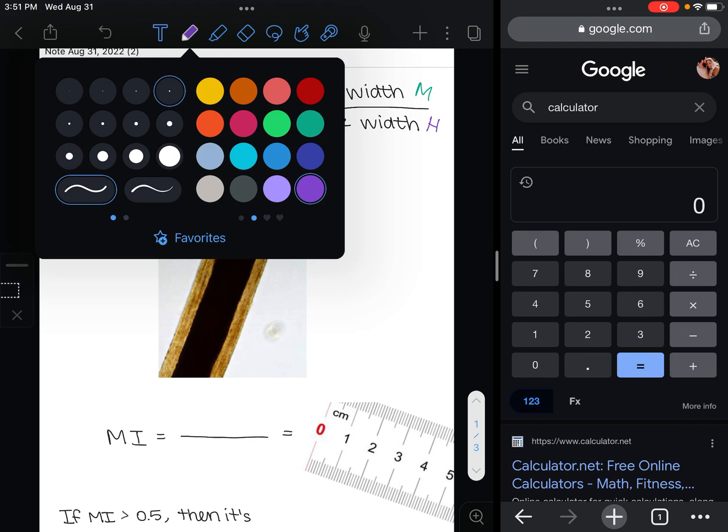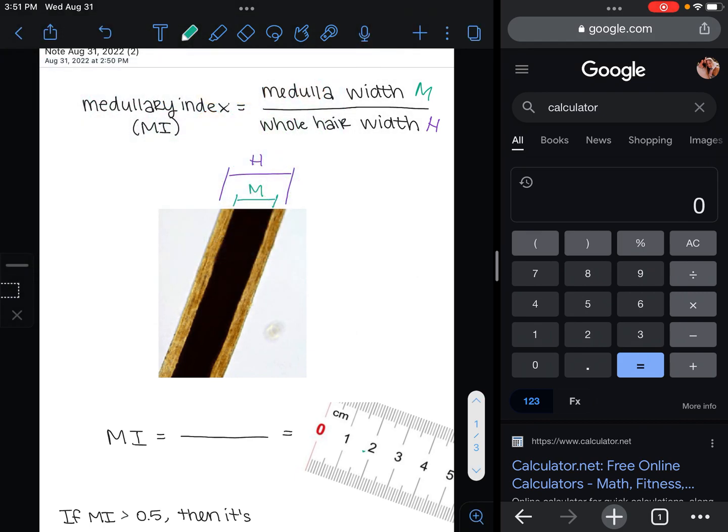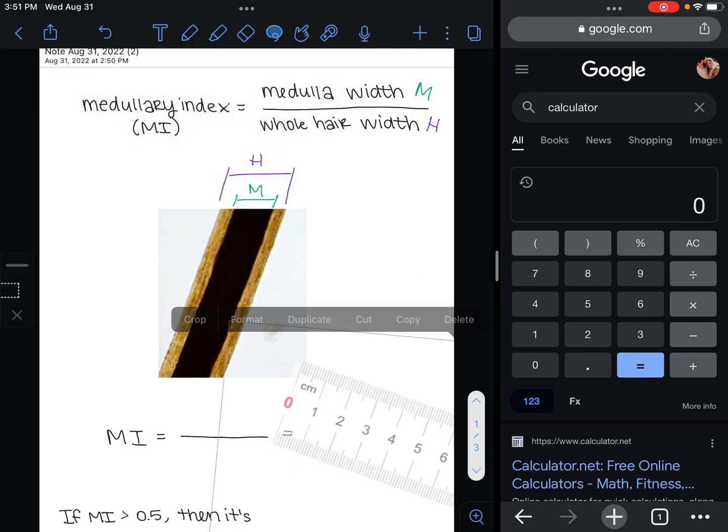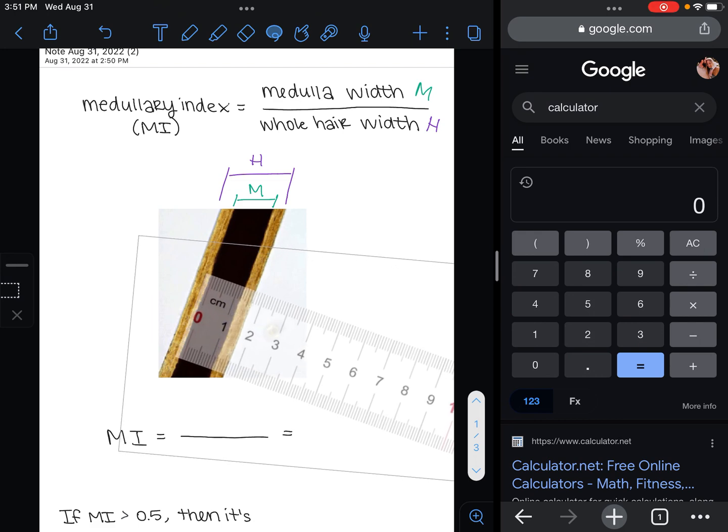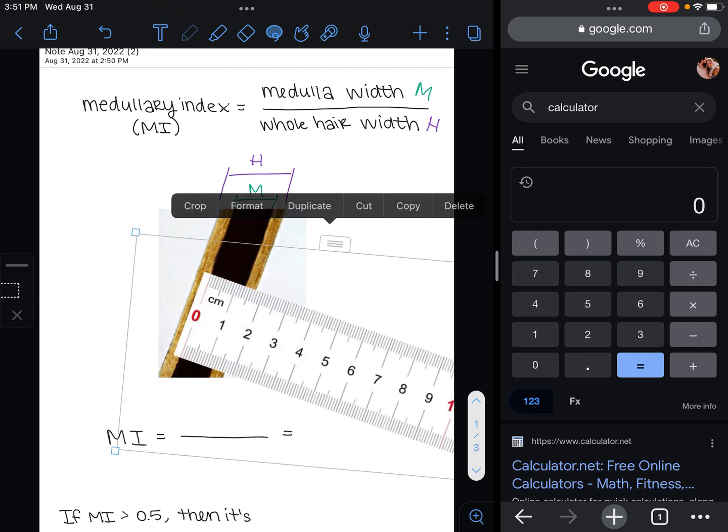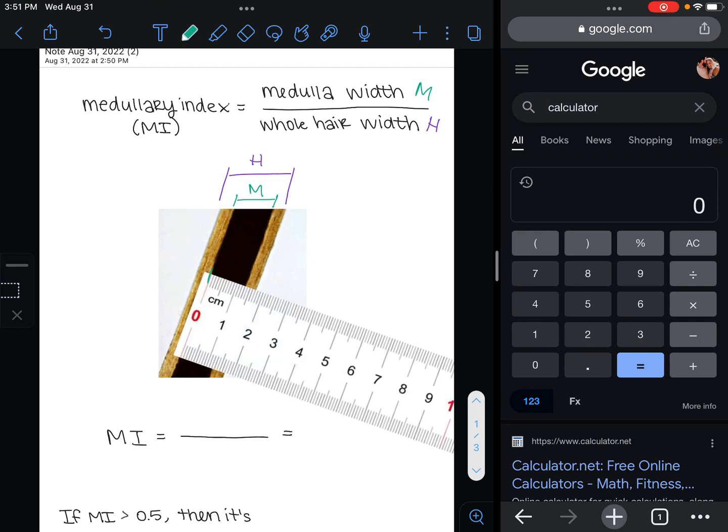So when we measure medullary index, we will take our ruler and we're going to line up the 0 with the inside of the medulla. So we'll measure from the 0 to just outside the other half of the medulla, and we'll measure across 0, 5, 10 millimeters plus 1, 2, 3 more is going to give us 13.